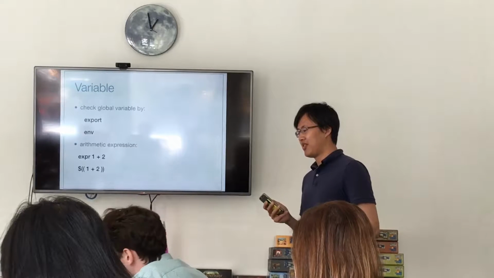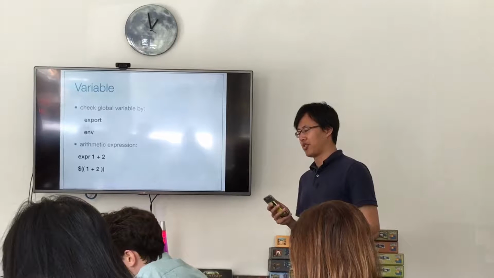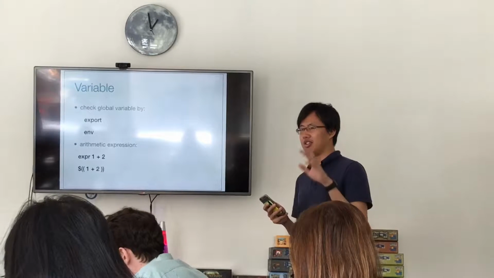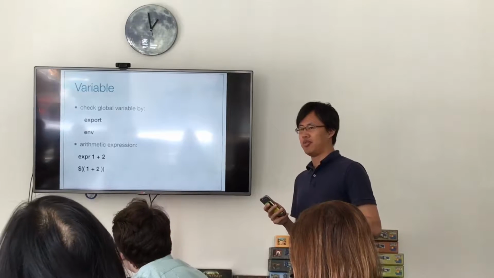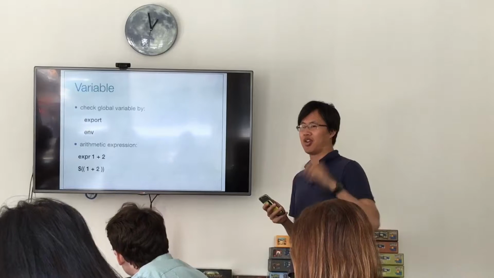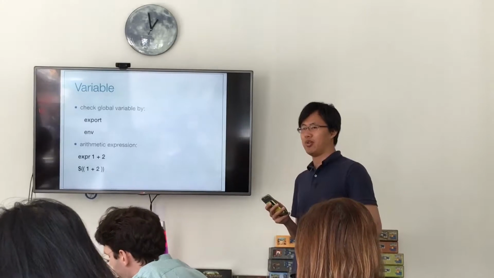In bash, you can always print out the global variables with export and env, which prints out the defined global variables. This is pretty useful when you're doing something like a batch version, where you have some global environment variable.